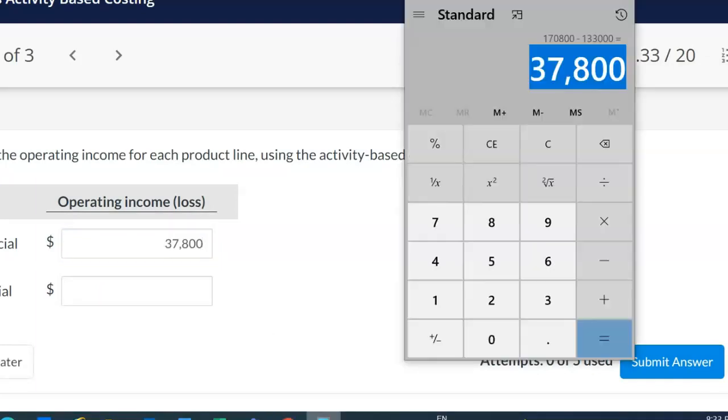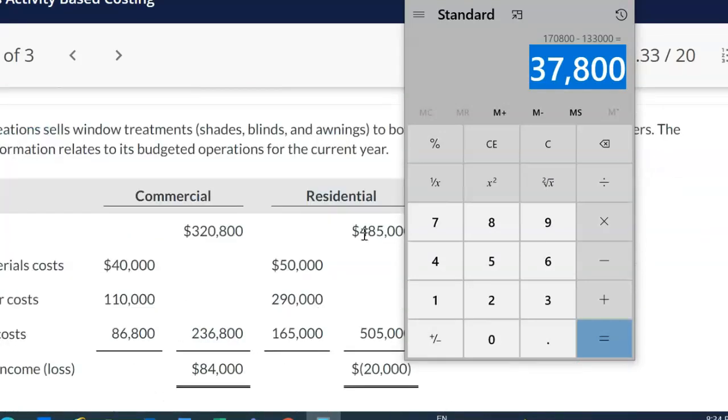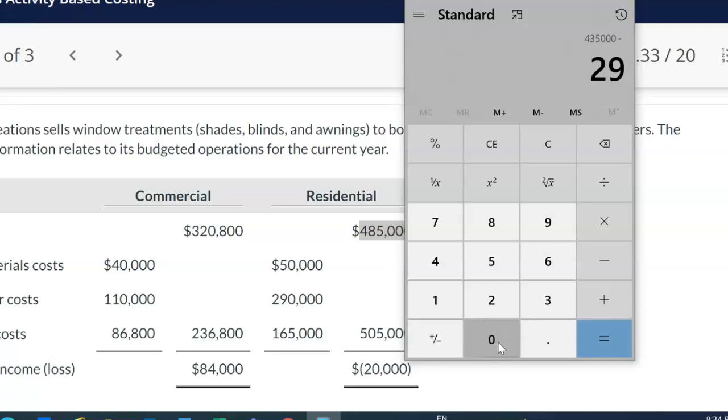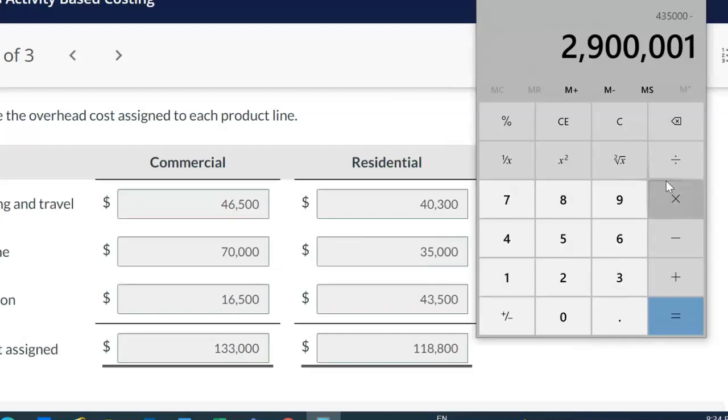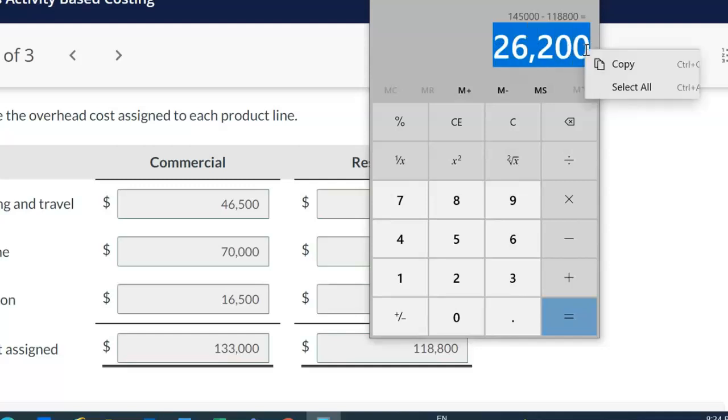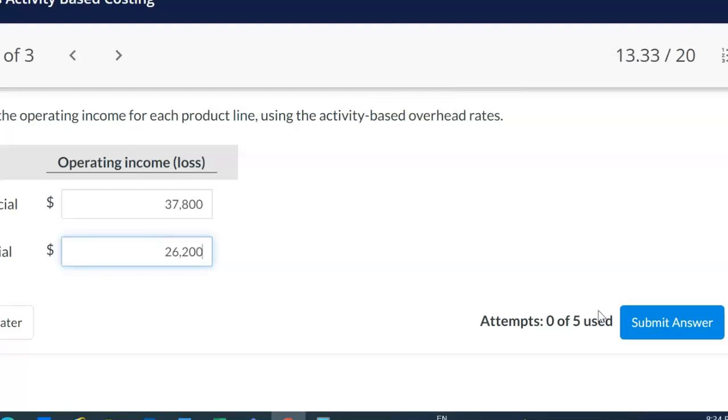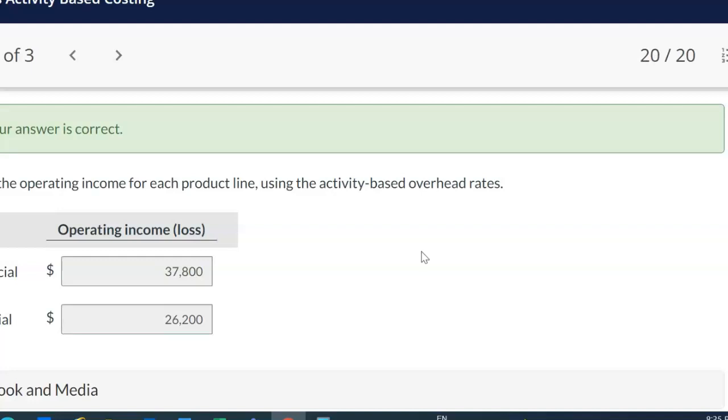So now do the same thing with residential. Take the revenue minus direct material, direct labor, and the new overhead. Minus 50. Minus 290. And minus 165 also? Go down, what was it? The new number. It says residential lost 20,000. Well, now, with the way we're costing it now, subtract that new number. 118,800. Okay. Oh, they didn't lose 20,000. This way it's 26.2 profit, and you got the numbers right.